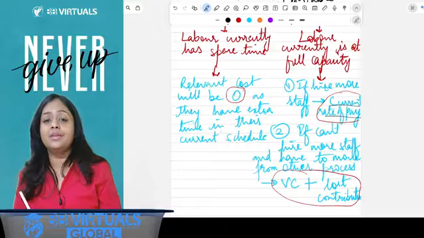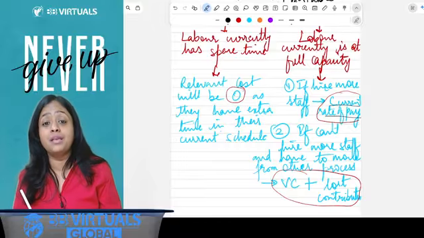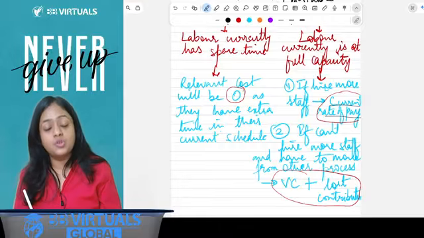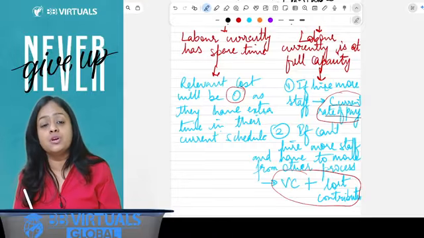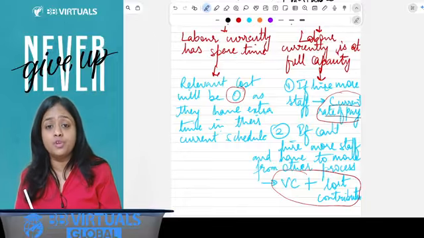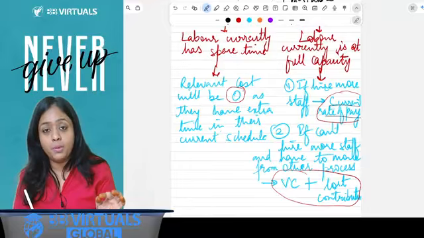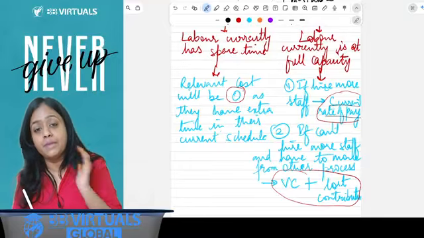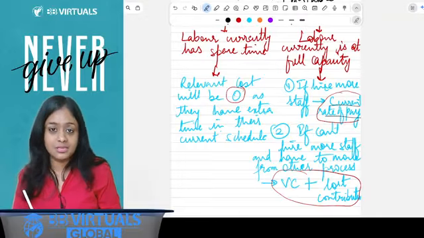What if the entity cannot buy new labor from the market but can make the existing workers work overtime? So now if the company is making the existing workers work overtime, the relevant cost would be the normal pay plus overtime premium. That is overtime pay. Correct?